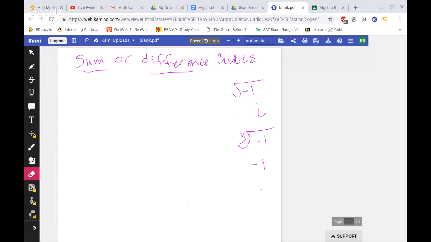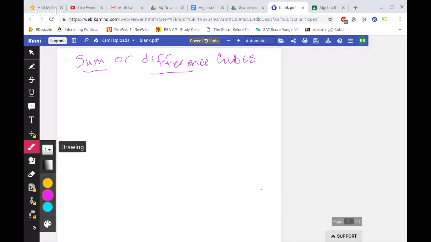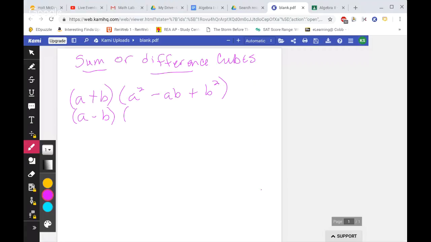Okay? And so with the difference of squares you have special factor patterns, but with the sum and the difference of cubes, you have special factoring patterns too. And this will all kind of make sense once we do a little more of it. I'm just going to write them down. These are in your textbook.